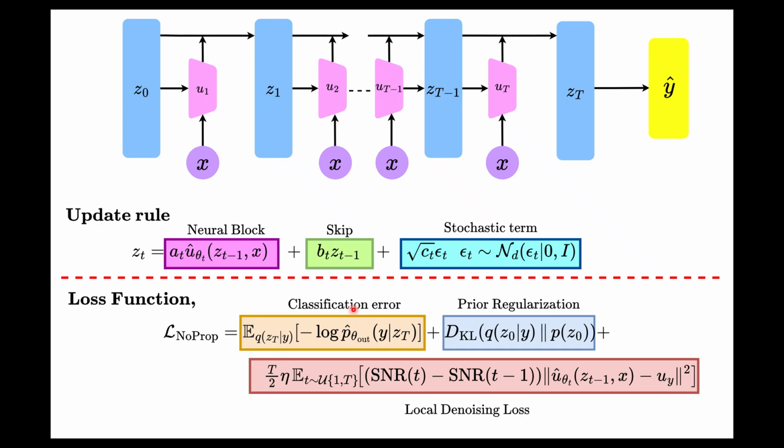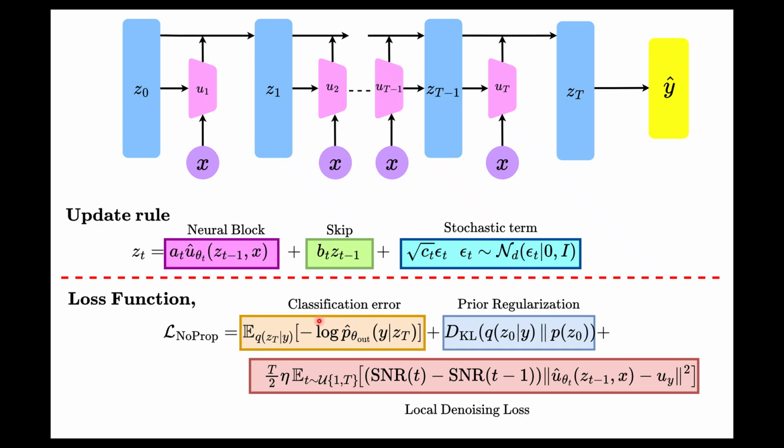Instead of sending information forward and errors backward to the entire network, each block learns locally, almost independently. The key idea comes from diffusion models. In diffusion, instead of predicting an output in one shot, you start from noise and iteratively denoise toward a target. NoProp borrows this idea but applies it to classification.